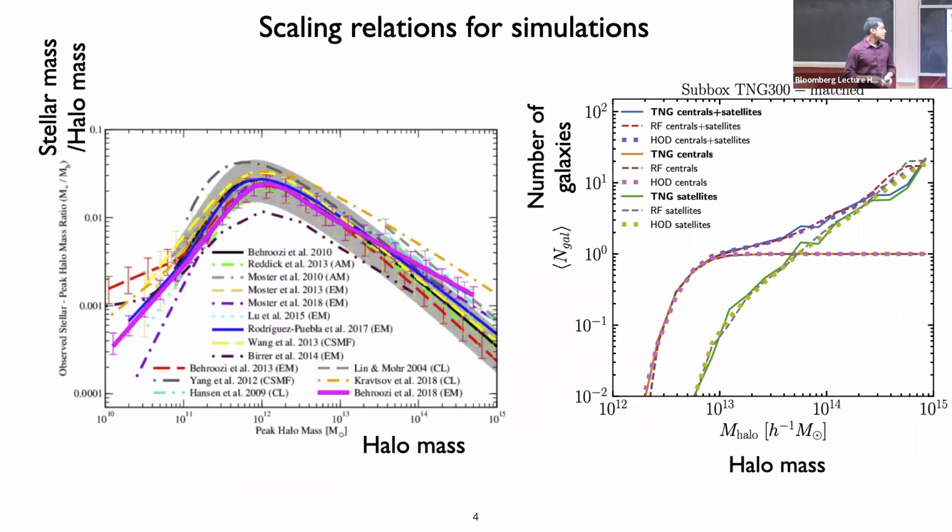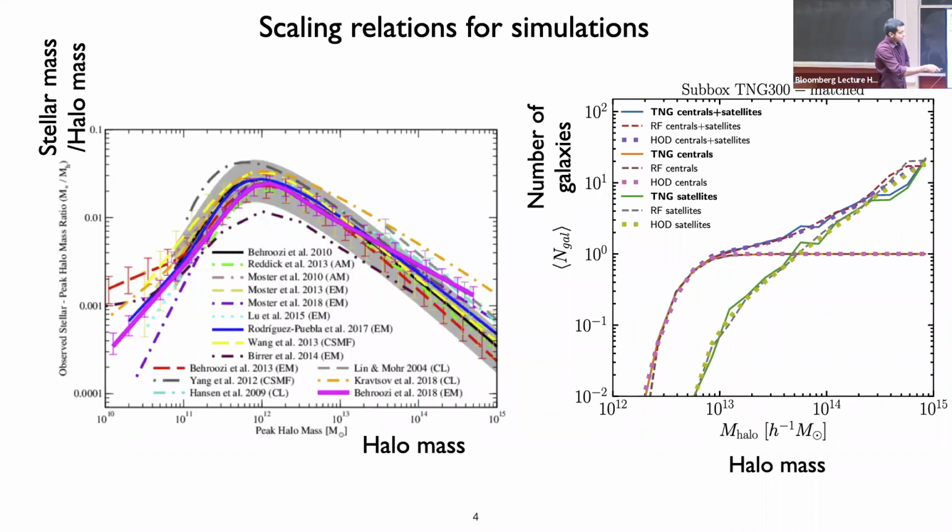A few more examples. Scaling relations also go into producing simulations. For example, people have calibrated this low scatter relation between stellar mass and halo mass, and this tells you a lot about the properties of galaxies. For example, the star formation peaks around 10 to the 12 solar masses. Once you find these relations and fit them, you can then use them to make simulations.